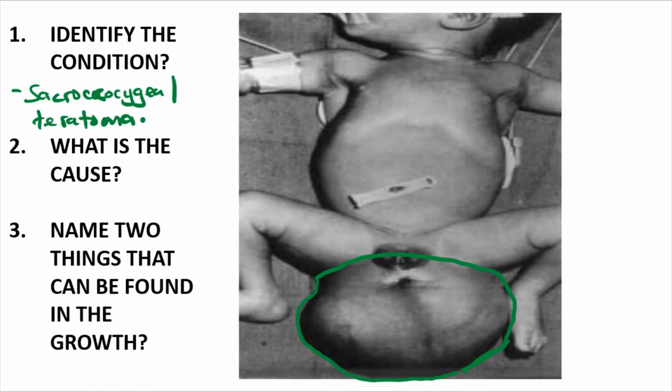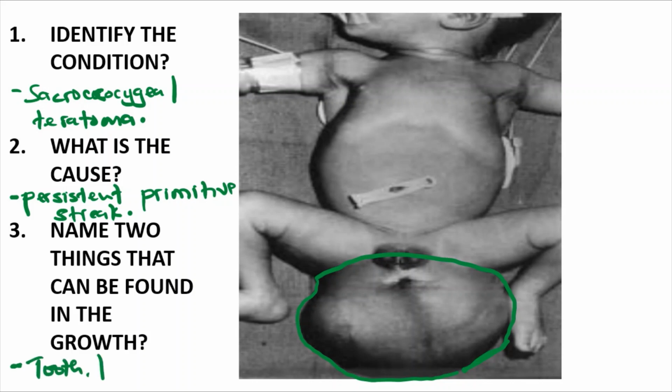What is this caused by? It is caused by a persistent primitive streak. So if the primitive streak doesn't degenerate by the 4th week, the baby will be born with a sacrococcygeal teratoma. Name 2 things that can be found here. You can find teeth, you can find bone. In this growth, you can find hair.